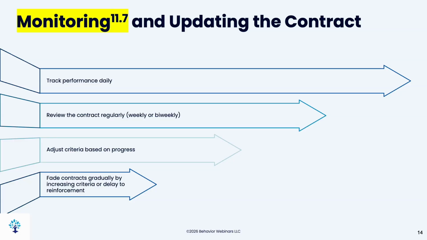If they did a week of chores and they don't meet that at the very end, you might want to go look at the contract again and see how can we make them successful. You want to adjust the criteria based on progress, and you want to fade the contract gradually, moving to delayed reinforcement or natural reinforcement.